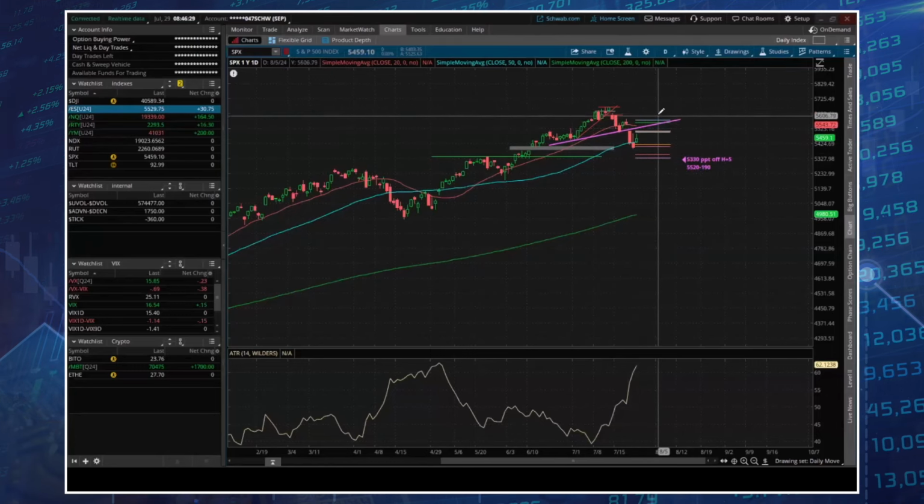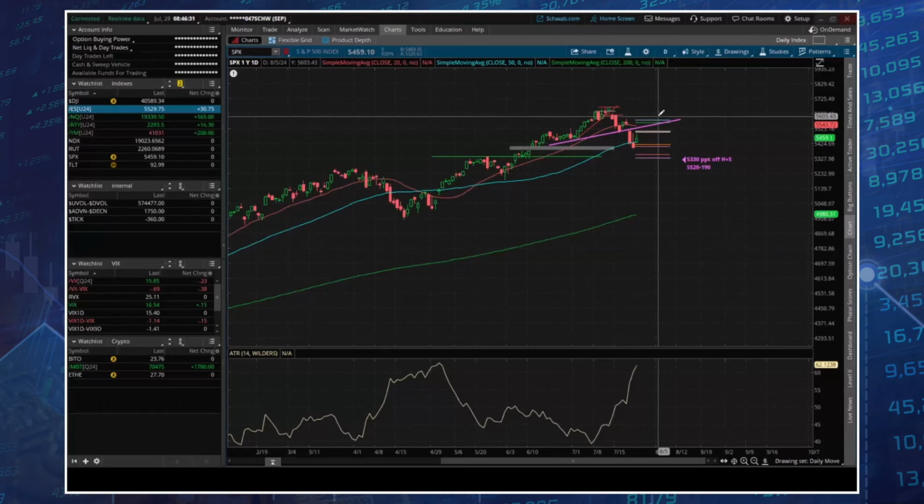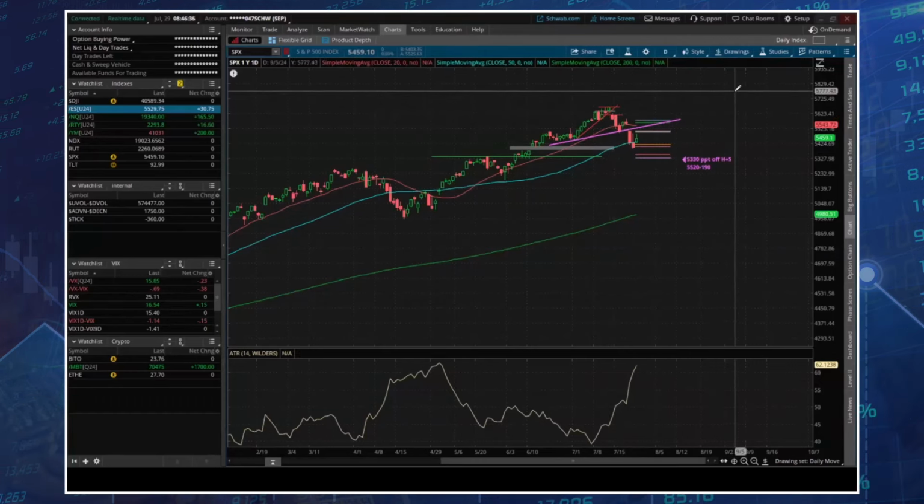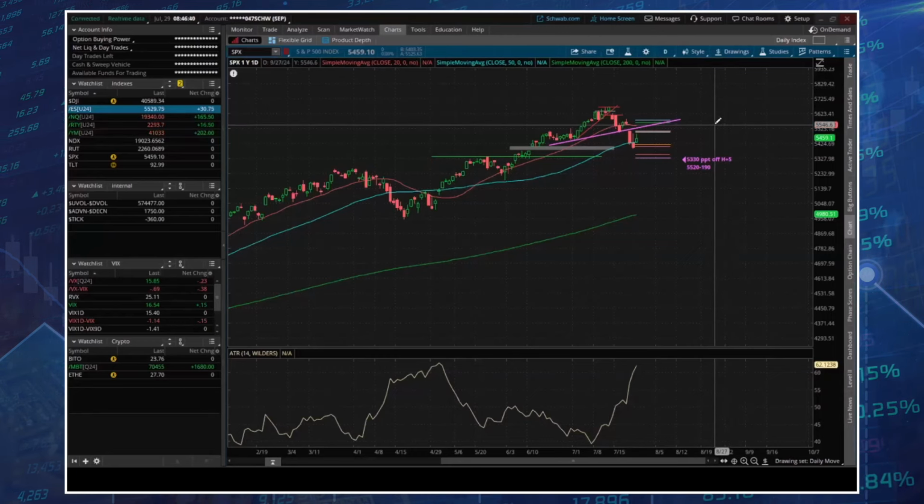I expect this pattern, again, being a shorter term pattern, to ultimately fail, and that we're going to go higher, and we're going to break swing highs, and the market's going to go higher. That's the ultimate outcome that I'm thinking, right? So if I'm thinking on the longer term, those are my thoughts.